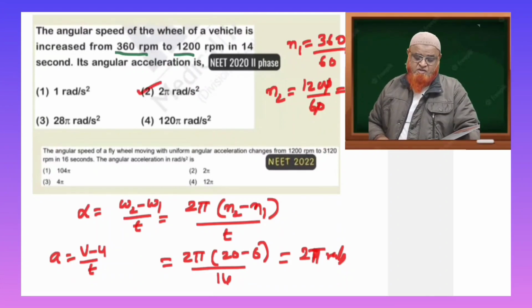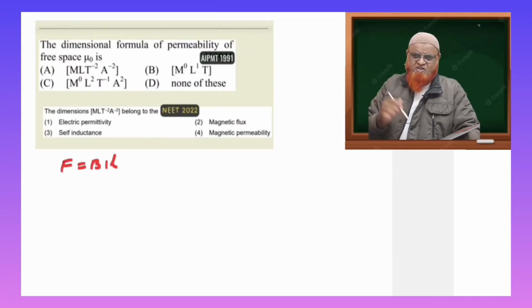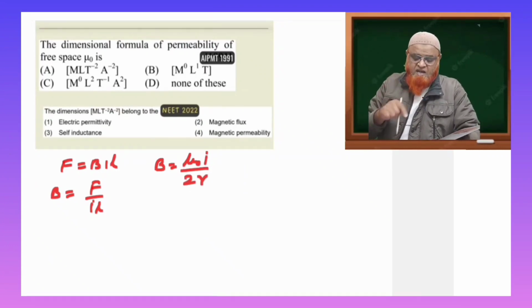Now let us go for the dimensional formula question. In this dimensional formula, you all know that force is nothing but BIL. This is the most beautiful shortcut method I am going to explain. Then B is F by IL. You also know that B is equal to mu naught I by 2R, that is the magnetic induction according to Biot-Savart law for a complete circle. Instead of B, you can just substitute F by IL here.